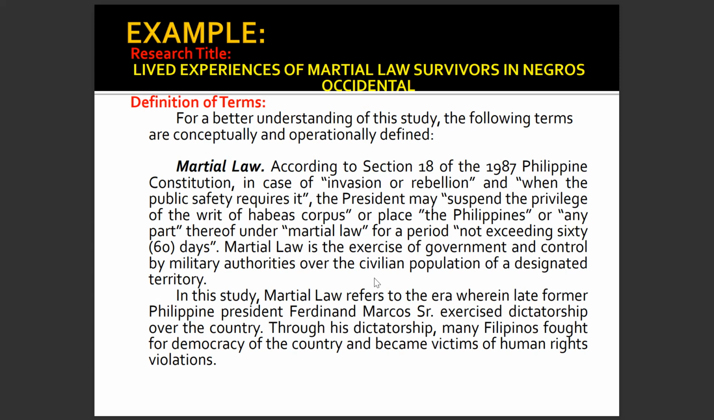On the other hand, we talk about the operational definition. In this study, martial law refers to the era wherein late former Philippine President Ferdinand Marcos Sr. exercised dictatorship over the country. Through his dictatorship, many Filipinos fought for democracy of the country and became victims of human rights violation. So this time, this is more specific, this is measurable, and this is our operational definition.